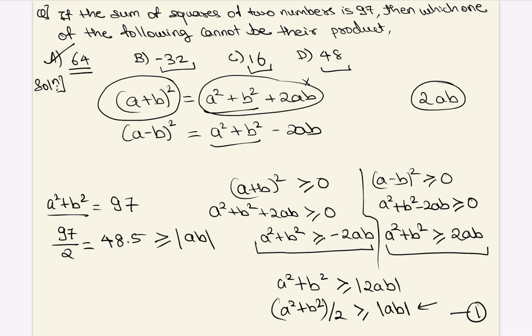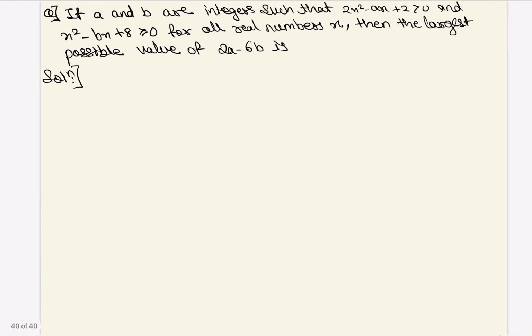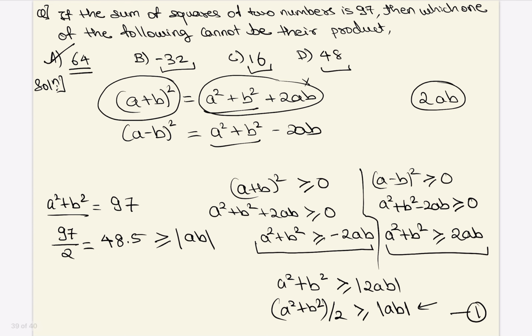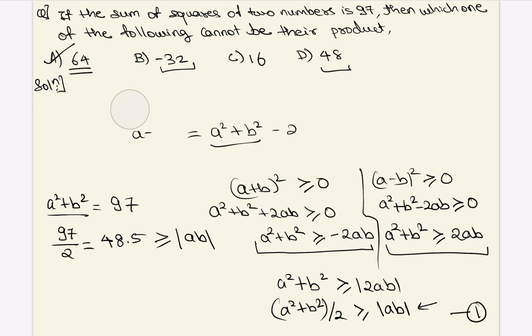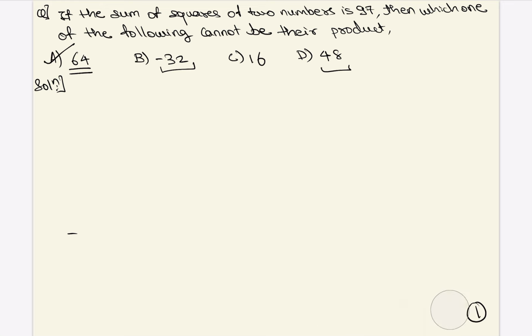Now once this method has sunk in, let's look at another method to solve the same question. Okay, another method to solve the same question will be, let me just rub this off. Okay, we have a square plus b square. Now two cases we can make, 2ab and minus 2ab. That's all we can do.